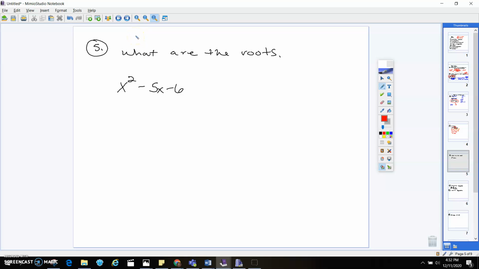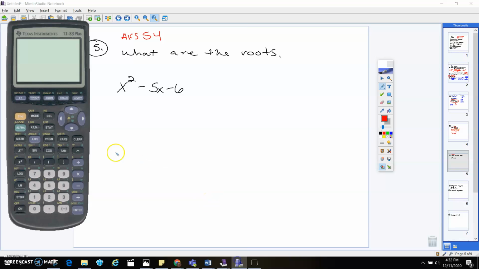All right, on number 5. Okay, so it says, what are the roots? Now, we need to have a conversation about what roots, solutions, and zeros are, because a lot of people mess this up. This is basically AKS 54, and a lot of y'all struggled on this. Okay, so what are the roots?